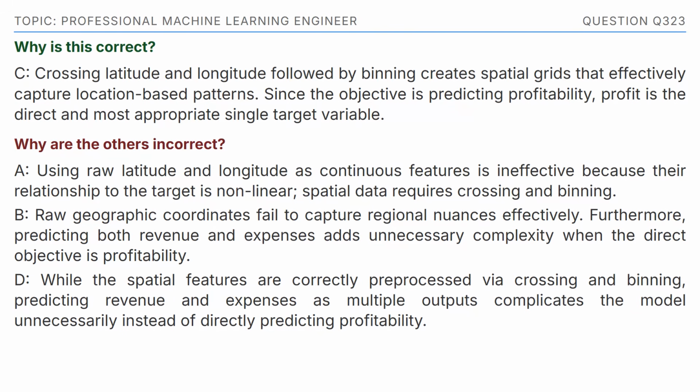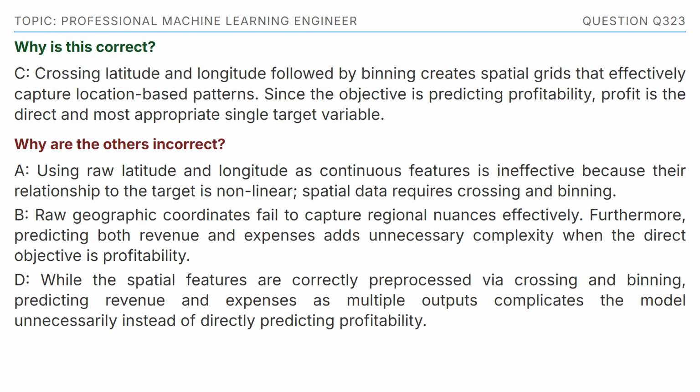Why is this correct? C. Crossing latitude and longitude followed by binning creates spatial grids that effectively capture location-based patterns. Since the objective is predicting profitability, profit is the direct and most appropriate single-target variable.